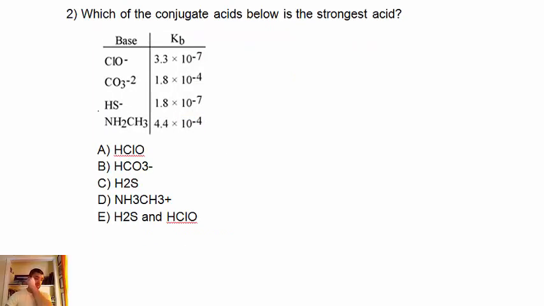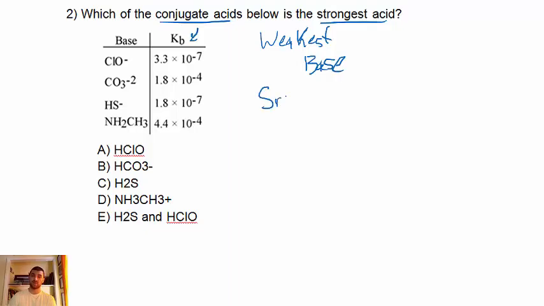All right, number two. Which of the conjugate acids below is the strongest acid? Again, they're giving us Kb, and we are looking at the conjugate acid. So if we want the strongest acid, we want the weakest base. The weakest base is going to have the smallest Kb. So all right, well, -4 is bigger than -7, so I can get rid of these two options. 1.8 versus 3.3: 1.8 is smaller. So this is a weaker base, but they want the conjugate acid. So it'll be H2S, which would be choice C.